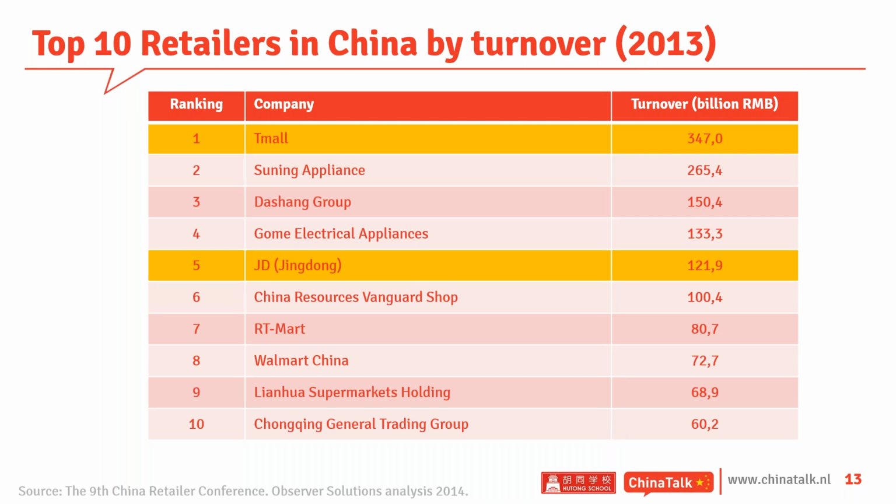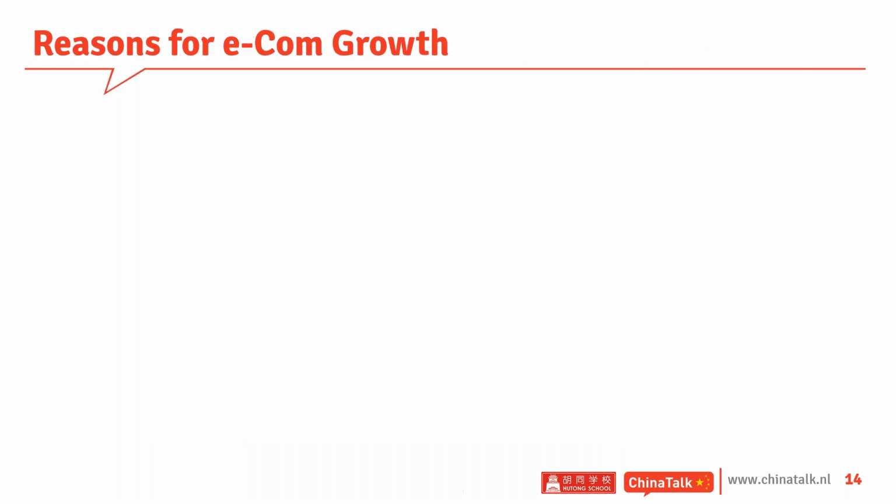Now, all of the other eight in this top 10, they are all traditional retailers, and some of them, like Suning and Gome, also have their web shops, but they started out as traditional retailers. But they were already smaller than Tmall. So e-commerce was already a bigger player in the market than most of the traditional retail chains.